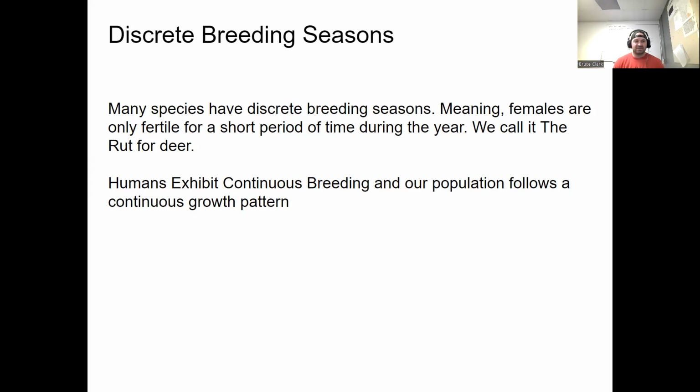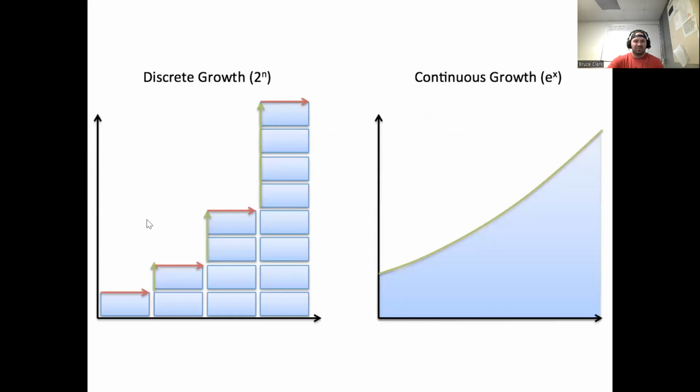Makes sense for them because then the females can carry the offspring through the winter time and give birth in the spring. And then the fawns or their offspring will have the entire spring, summer, and fall to put on weight to survive the next winter. Other species exhibit continuous breeding. So for humans, females are fertile throughout the year. And so our population goes through a continuous growth pattern. So discrete breeding results over here on the left, where all of the newborn offspring are going to be born in the month of March. And so we're going to see these huge population bumps going through versus when we talk about things like the human population, we see this continuous growth.